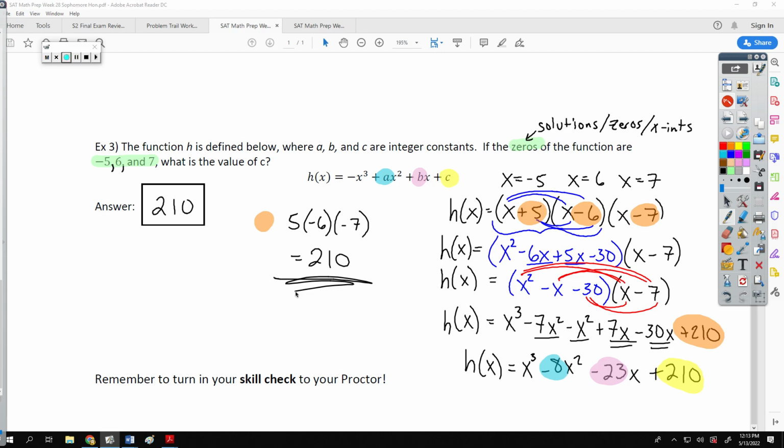Now again, on the SAT, for any of these open-ended questions, you have a maximum number of symbols you're allowed to type in. So we wouldn't type in C equals 210, we would just type in 210.